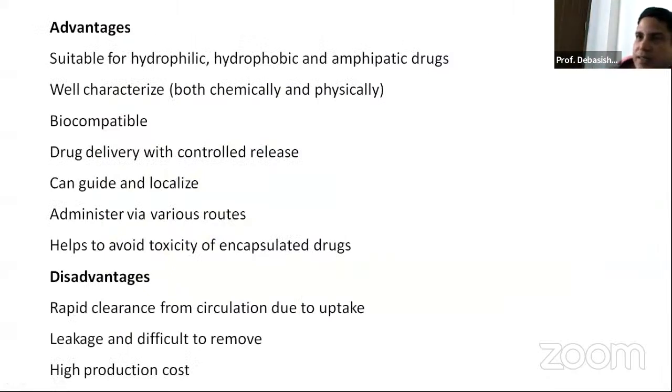So they have some advantages. The advantage is that you can manage the hydrophobic and hydrophilic nature, and you can play with that, and characterize them chemically and physically. They are biocompatible. You can use them as a drug delivery vehicle with controlled release. You can guide them to localize at the exact position before the drug release, and you can administer them by various routes, whether by injection or oral. They also help to avoid toxicity. If it is a naked drug, it is more toxic, but if you can wrap it up and deliver it to a particular site, you can avoid the toxicity. And there are some disadvantages also. Sometimes there is some leakage, sometimes high production cost, and all these things are there.